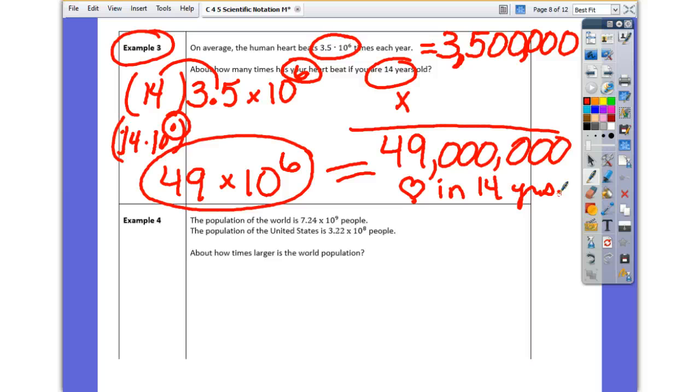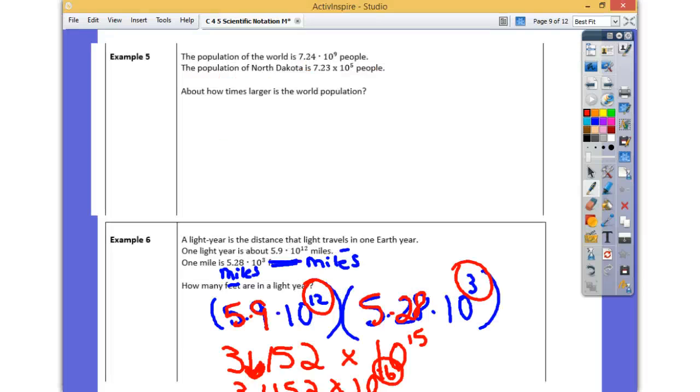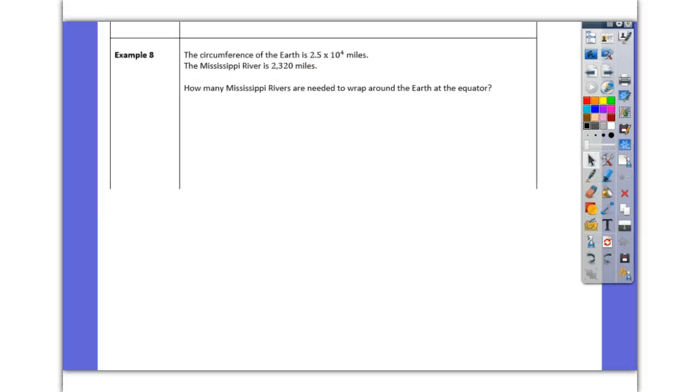Example 4. The population of the world is this. The population of just the United States is this. Okay, next example that we need to do on lesson 4.5 is example 8, so you're going to have to turn your page ahead. It's on the bottom, page 20 if it's labeled. Example number 8, the circumference of the earth is 2.5 times 10 to the 4th miles. The Mississippi River is about 2,320 miles. They're asking the question, how many Mississippi rivers are needed to wrap around the earth at the equator?